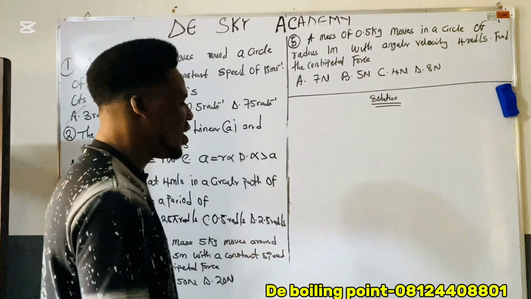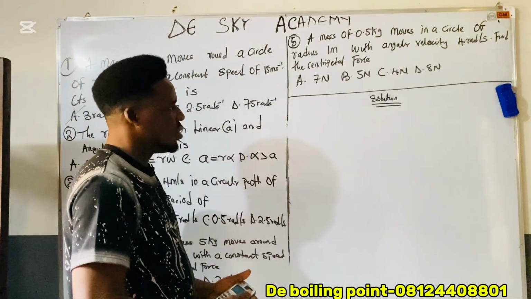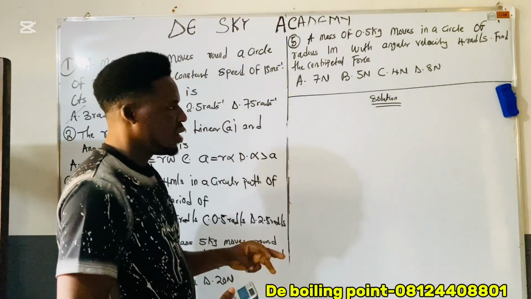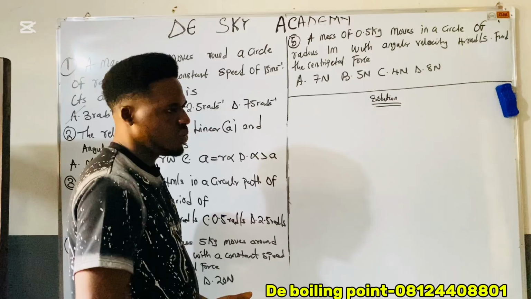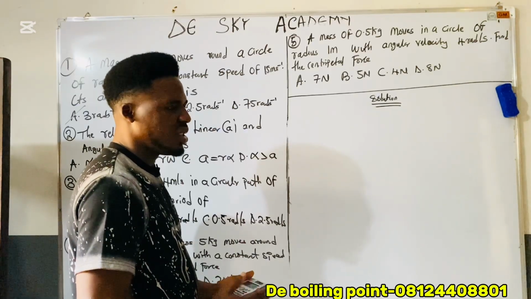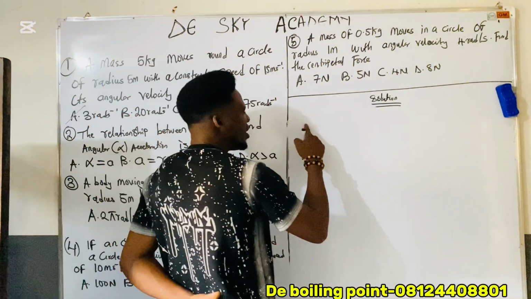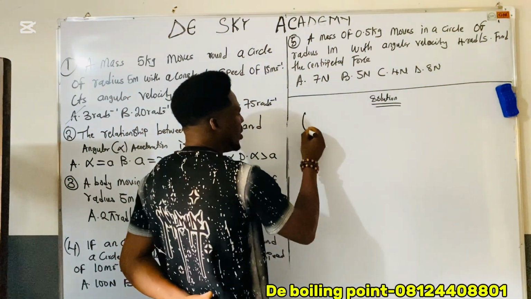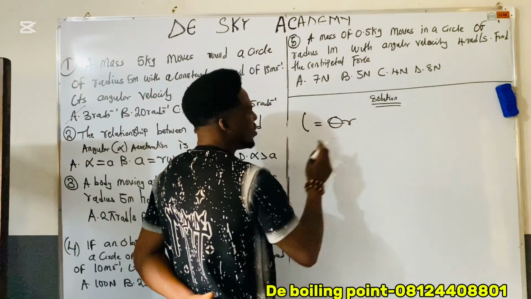There is a relationship between linear and angular quantities, based on acceleration, based on velocity, based on displacement. We have linear displacement, we also have angular displacement, and there is a relationship between all of them. The relationship between linear displacement and angular displacement is that linear displacement is equal to theta r.